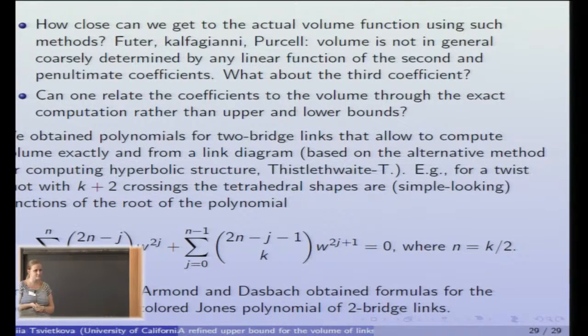Is there any hope of using those even for twist knots to get the volume conjecture on the nose for something like that? Well, not on the nose, that's for sure. In fact, we actually tried it for even one particular link. We tried to get the volume conjecture, and we got into huge computation, and it didn't end well.